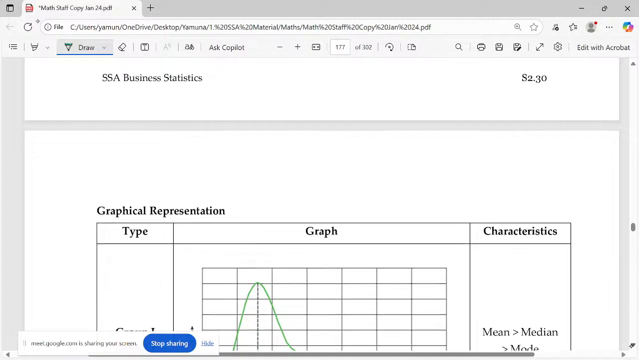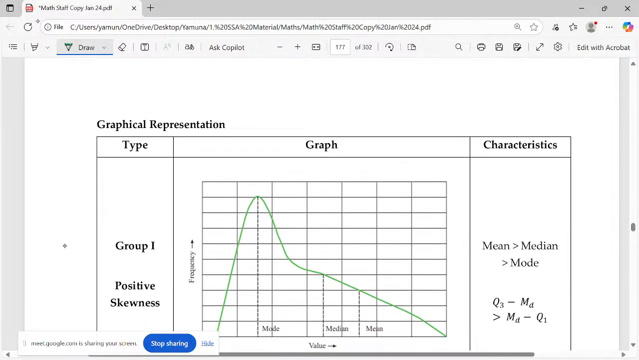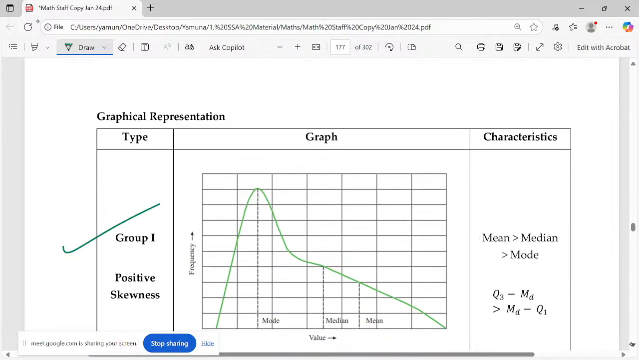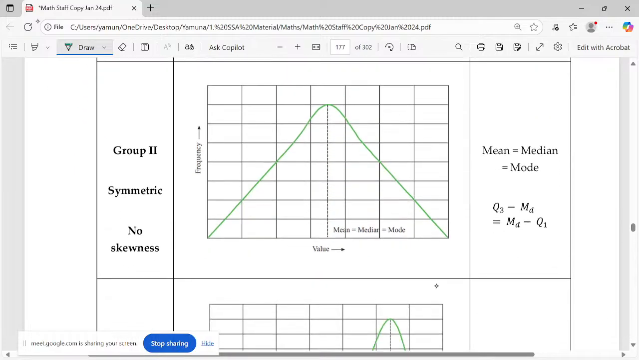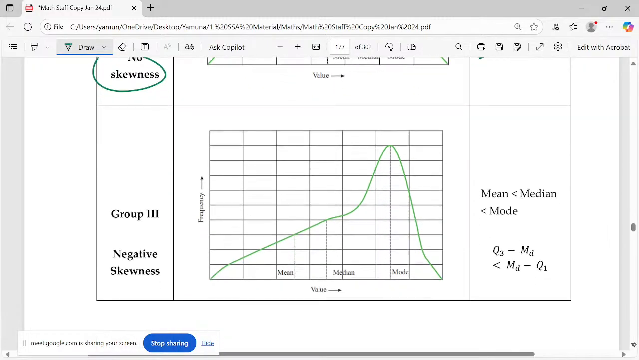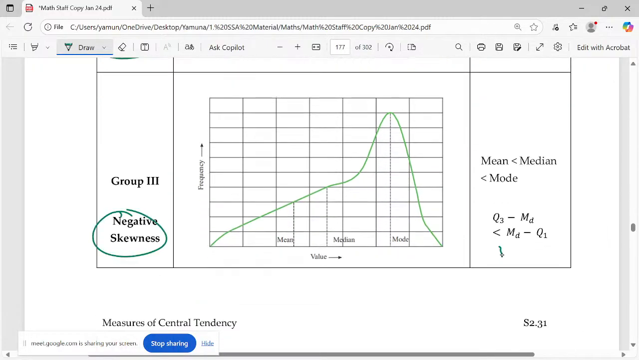So that's about the graph, you can go through. Here, this is positive skewness, right? The positive side is dragged. Then you'll find that mean is greater than median, greater than mode. Now check this value: Q3 minus median will be strictly greater than median minus Q1. So this is also a measure. This was asked once. Likewise, for no skewness, it will be all equal, it will not be greater. If you go for negative skewness, it will be lesser.